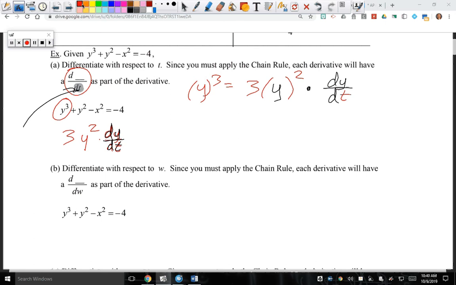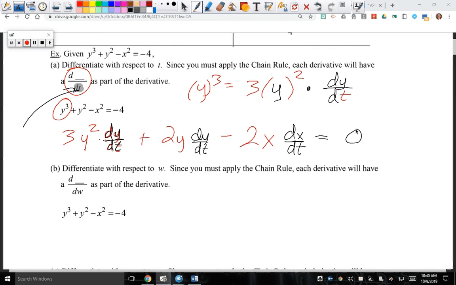Okay? Plus, what will the next one be? 2y times what? dy dt. Minus 2x times dx over dt is equal to 0. You with me? That's where we're going to start for right now. Are there any questions?